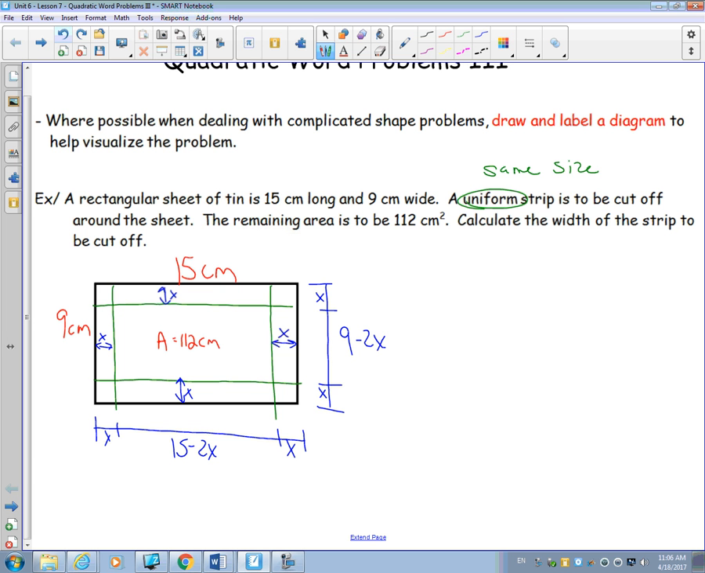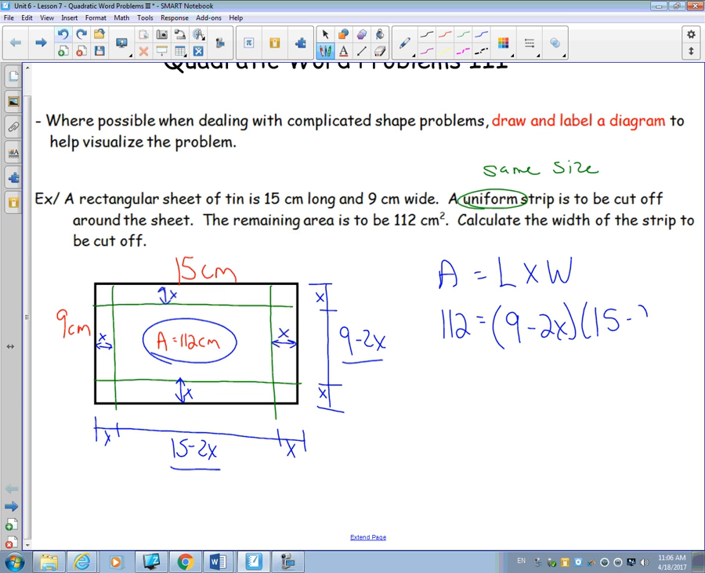And these two dimensions we just figured out are actually dimensions of our sheet. And we know that the area is 112. So we can make ourselves an equation. Area is length times width. Our area is 112. Our length, or width, is 9 minus 2x. The other one's 15 minus 2x. The order you put those in is not important. Length and width are sort of interchangeable depending on your point of view. Okay, I got myself an equation. We need to solve this.